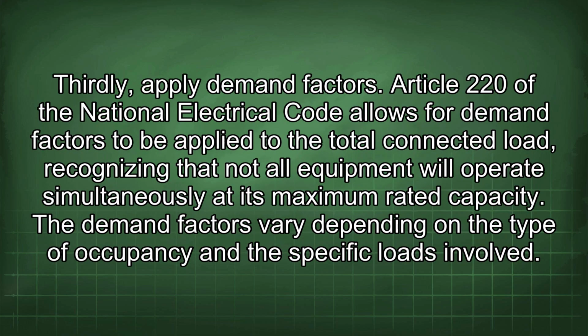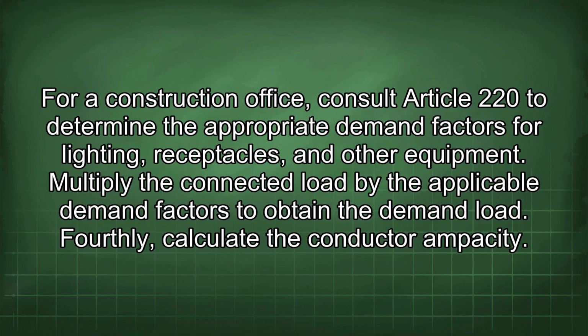Thirdly, apply demand factors. Article 220 of the National Electrical Code allows for demand factors to be applied to the total connected load, recognizing that not all equipment will operate simultaneously at its maximum rated capacity. The demand factors vary depending on the type of occupancy and the specific loads involved. For a construction office, consult Article 220 to determine the appropriate demand factors for lighting, receptacles, and other equipment. Multiply the connected load by the applicable demand factors to obtain the demand load.